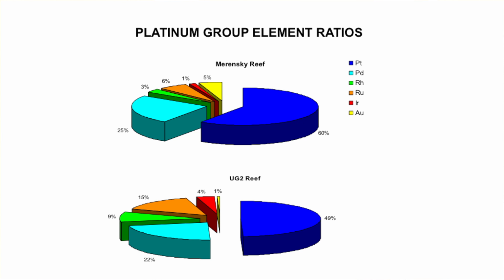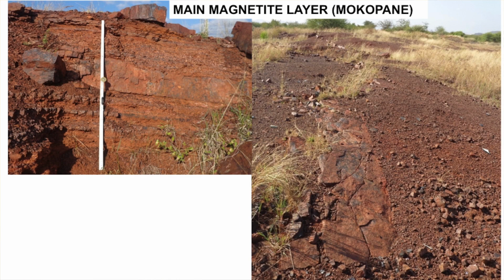So in terms of iron ore, I don't know if Francois can tell us where they get their iron ore from that they smelt, but we have banded ironstone formations, we have the hematite at Tabazimbi, and we have magnetites here in Mokopane and further up in the northwest. So there's another picture of the outcrop of the main magnetite layer.